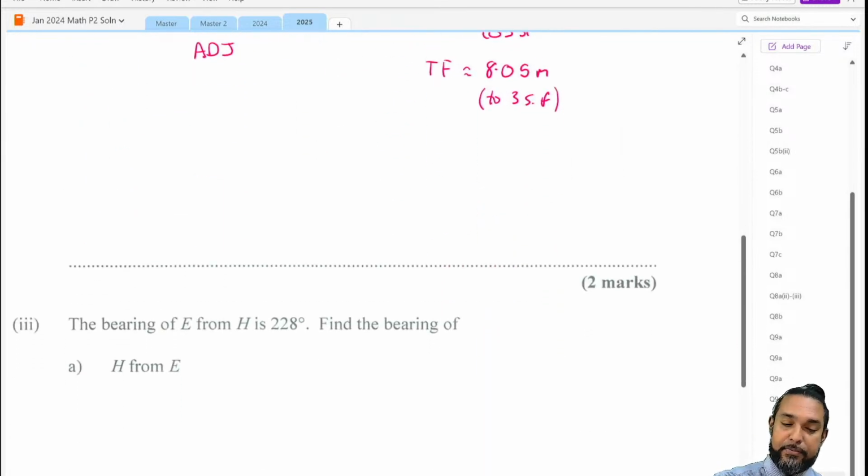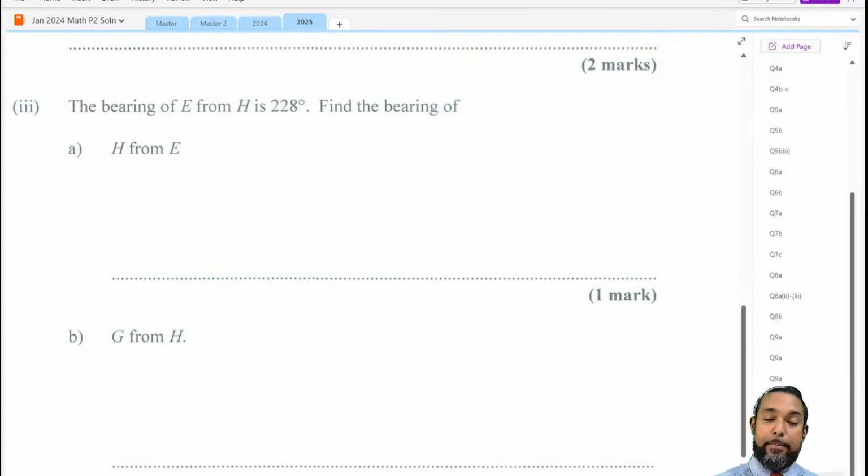Right, now we have 2 pieces down here. The bearing of E from H is 228 degrees. So they want the bearing of H from E, so that's a reversal. And they want the bearing of G from H. All right, so first things first, let's go back to the diagram and draw any bearing. So the bearing of E from H is 228. So you had to go at H and draw the bearing there.